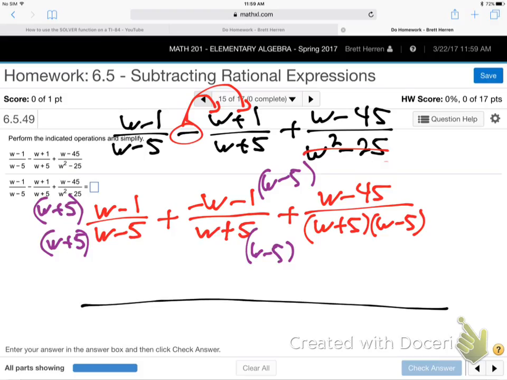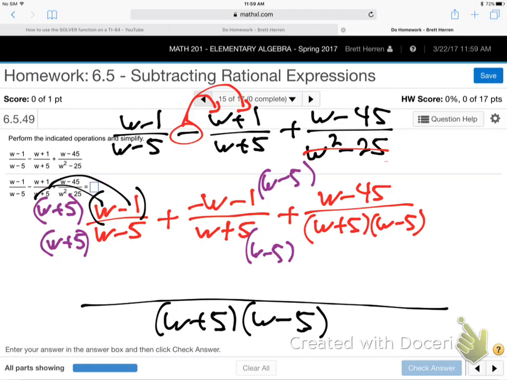So now, one big bar. What's the common denominator? W plus 5, W minus 5. We don't need two of them anymore. What do you do on the top? You got a FOIL. Minus W plus 5W minus 5.